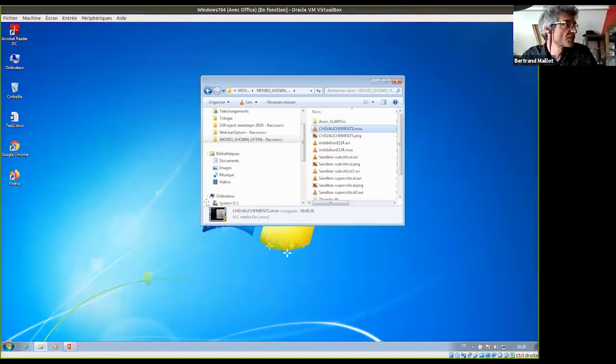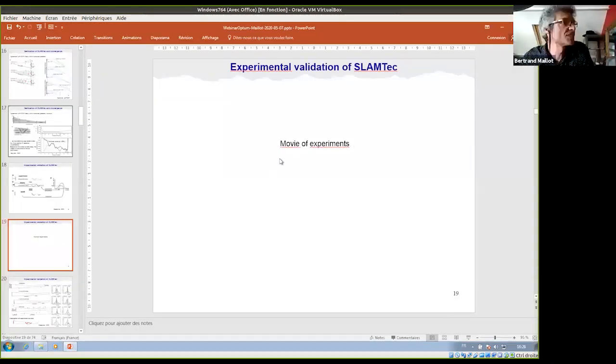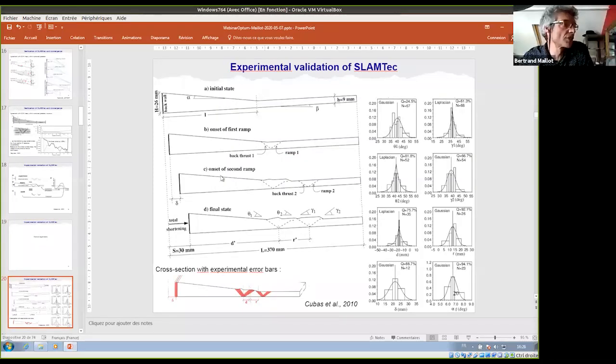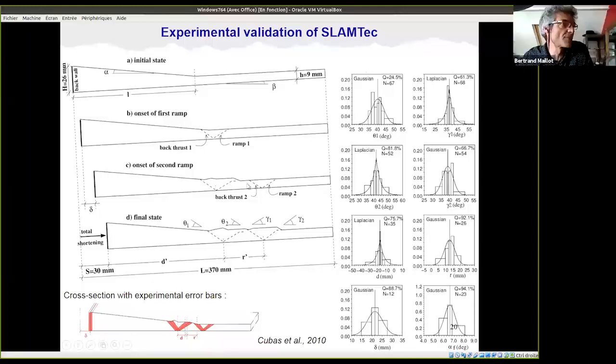So this is overall the experiments, and let's come back to this. So this experiment, we had one forward thrust, back thrust, and a second one appearing, and we measured several observables that were the dips of the faults, gamma 1, gamma 2, theta 1, theta 2. We measured the distance between the two. We measured the distance of the first thrust from the back wall as well. And we also measured the force at the back. From these measurements, making a lot of measurements, we can produce statistical description of the measurements and of their variability. And from these statistics, we can then compute the misfit with the simulations.